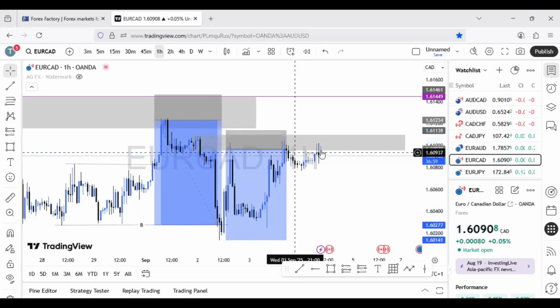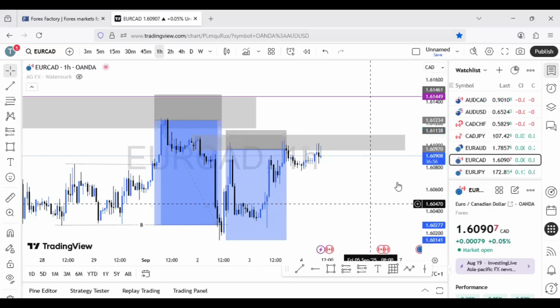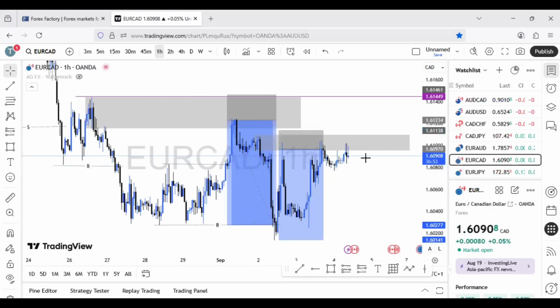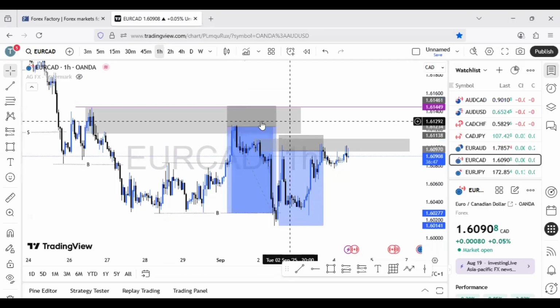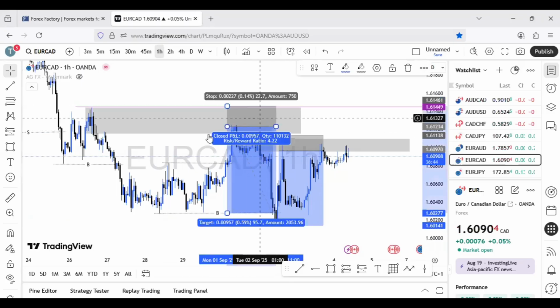Came back for re-entry. Re-entered again, still rejecting. So that's the current play. The market is still bearish, so until this area is broken before it probably shifts. So let me delete this so you see clearly.